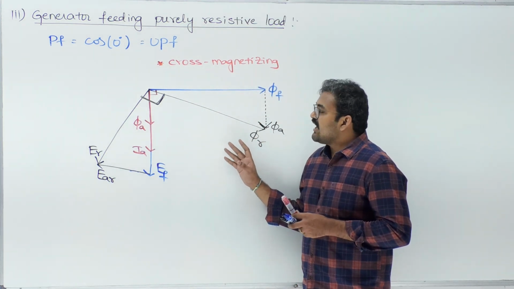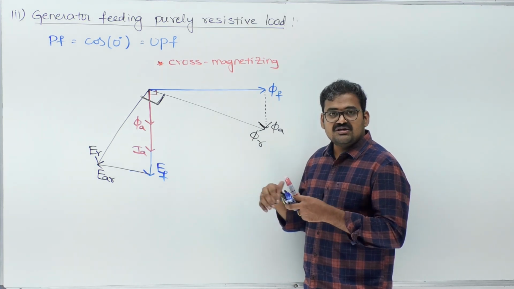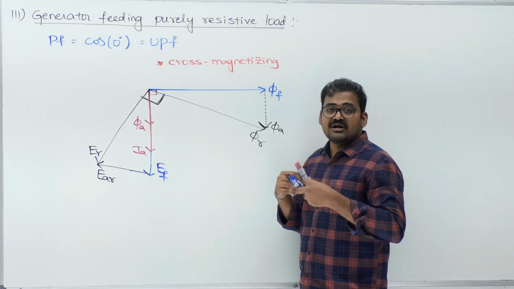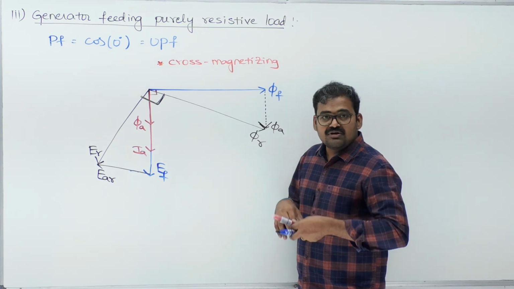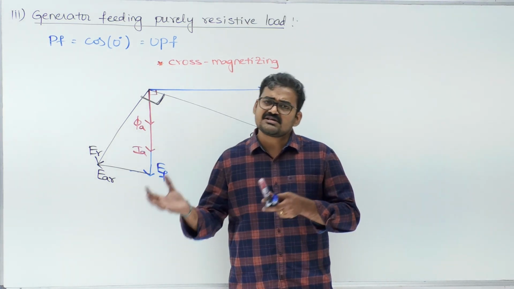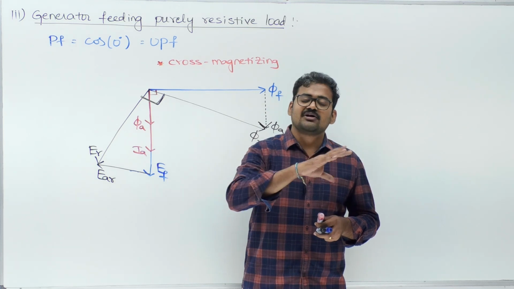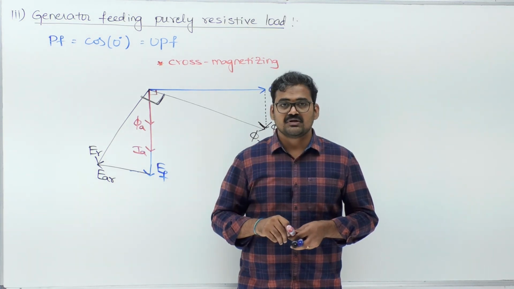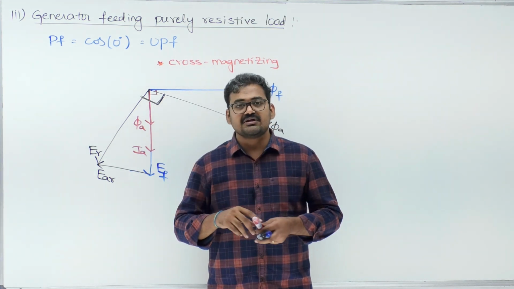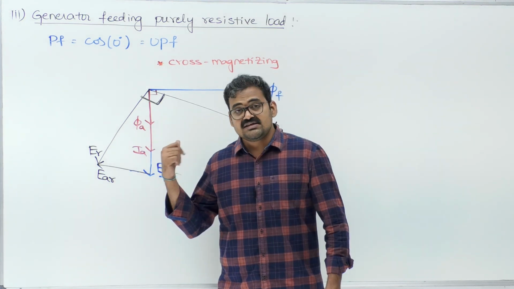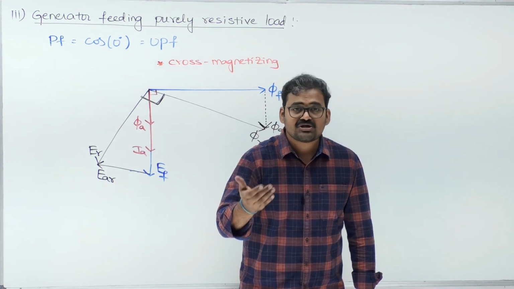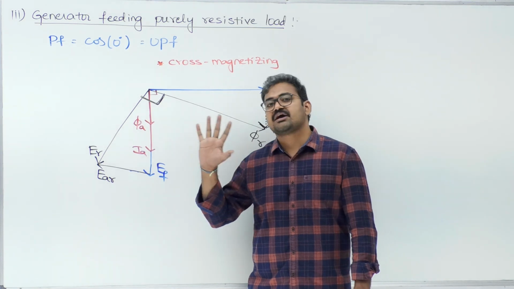Unity power factor load. And for unity power factor, armature reaction is neither magnetizing, that means neither rise in voltage, nor demagnetizing, that means nor drop in voltage, it is cross magnetizing. If it is magnetizing effect, resultant flux will increase, resultant voltage will also increase, that is rise in voltage effect. If it is demagnetizing, resultant flux will decrease, resultant voltage will also decrease, that is a drop in voltage effect. But this is neither magnetizing nor demagnetizing. That means it is neither rise in voltage nor drop in voltage.